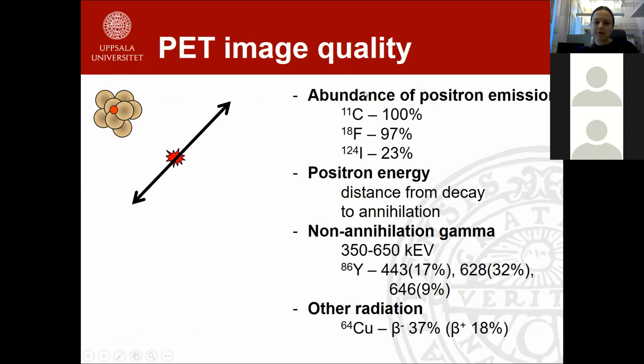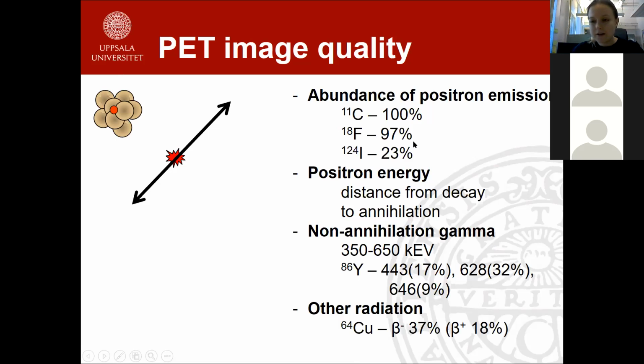Okay, so another characteristic that we can look at is abundance of positron emission. What it means is how many positrons are produced by one decay. So we can see that for carbon-11, each decay produces a positron. So the abundance of positron emission is 100%, which is very good. That means that basically we don't need to administer much activity to the patient because every decay will produce a positron that will give us a signal.